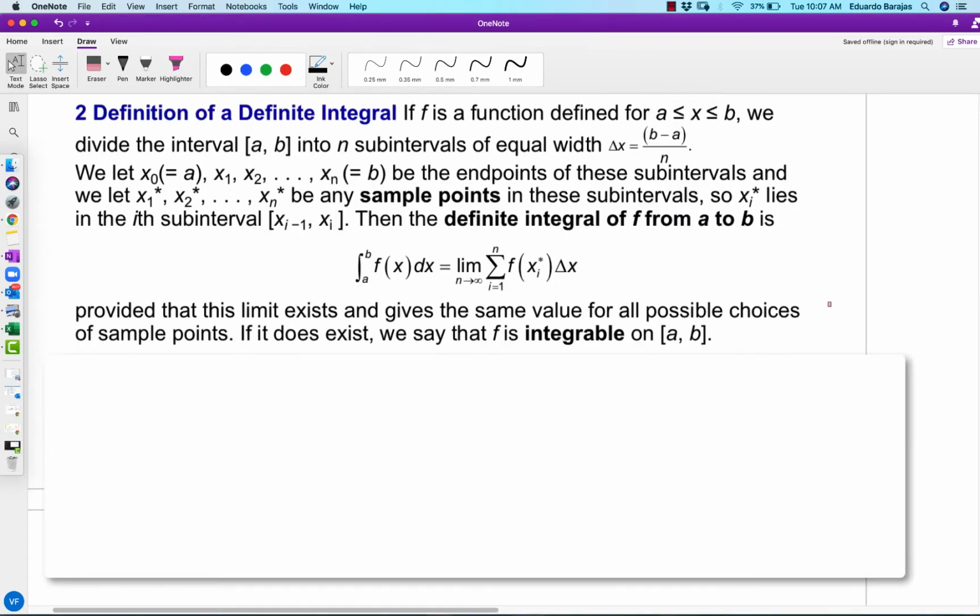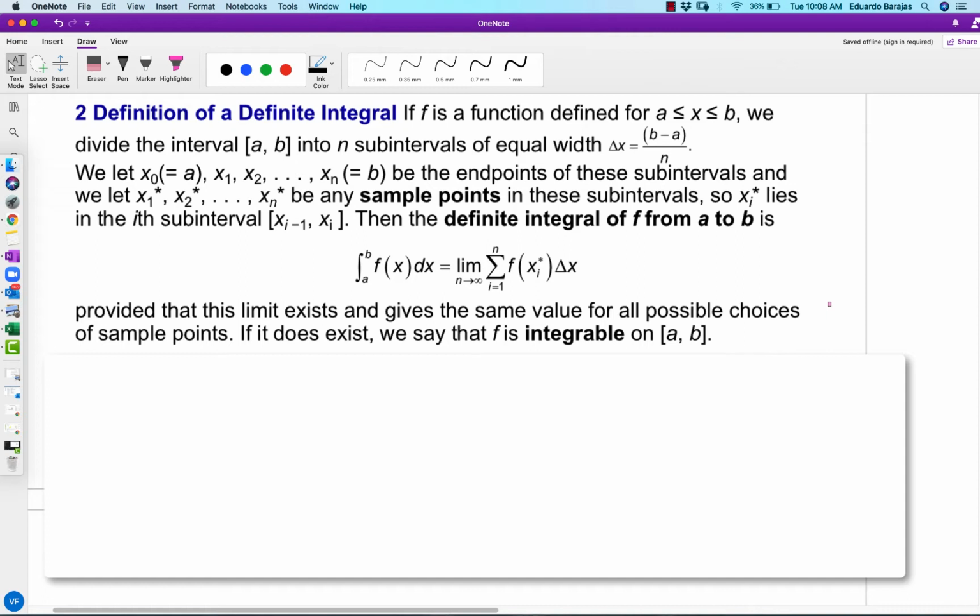Okay, so definition of the definite integral. If function f is a function defined for x between a and b inclusive, we divide the interval from a to b inclusive into n subintervals of equal width with the formula delta x equals b minus a over n. We let x sub naught equal to a, x sub 1, x sub 2, all the way out to x sub n equal to b be the endpoints of these intervals, right?